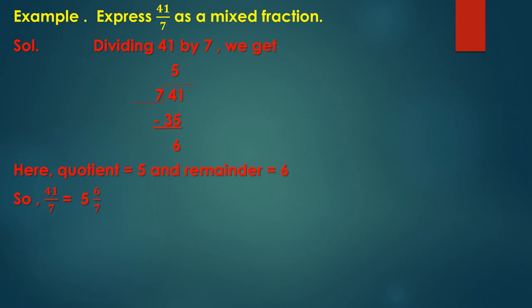So, what we have done previously, whatever quotient we get, that is the natural number part. So 5 I have written in the natural number place and 6 means remainder over the denominator. 6 upon 7, that is a proper fraction. So 41 upon 7 will become 5 6 upon 7.